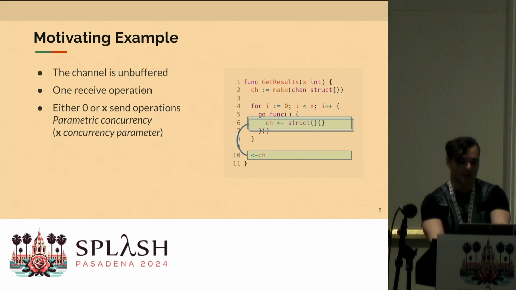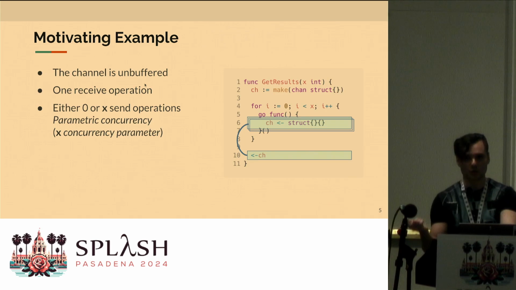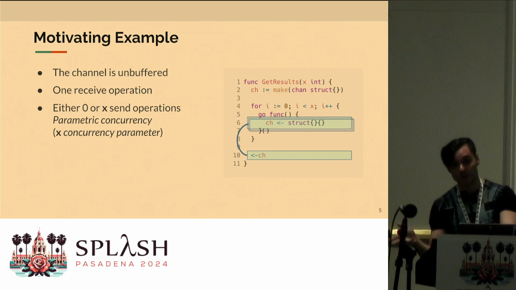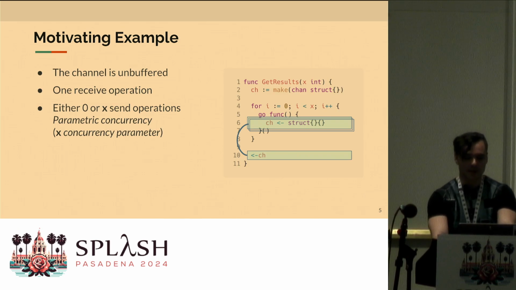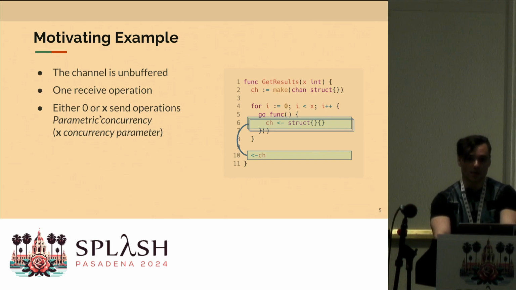And what we observe here is that the channel is unbuffered, meaning any send or receive operation is going to block until another Go routine performs the complementary operation. There is one receive operation, and there are either 0 or x send operations. And this is what we mean by parametric concurrency. The concurrent behavior is directed by parameter x, which effectively promotes it to being a concurrency parameter.